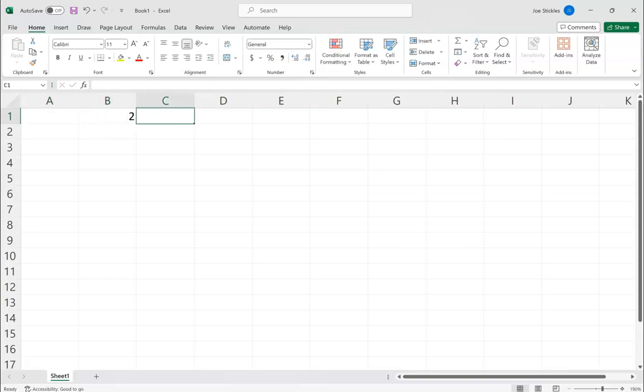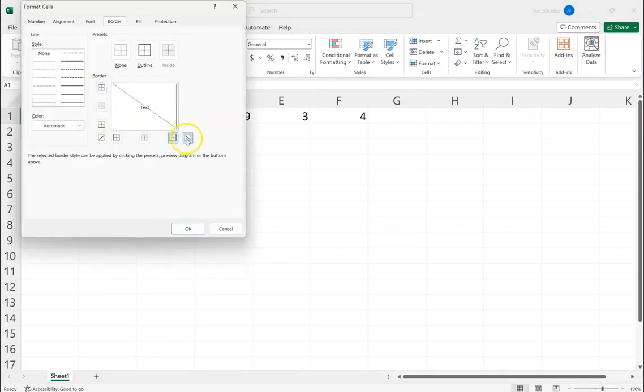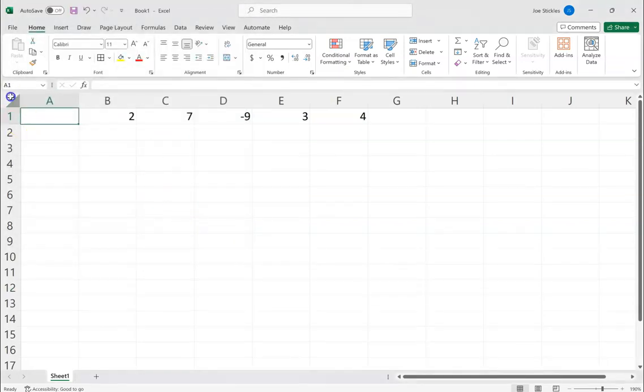What did I have? 2, 7, negative 9, 3, and what was the last one? 4. Is that right? Were those the coefficients I had? Okay. All right. So up here in the upper left-hand corner, I'm going to put a border around it just so that we can see it here. Let's go to more borders. Let's make it thick on the right and the bottom. And I plugged in 2, right?